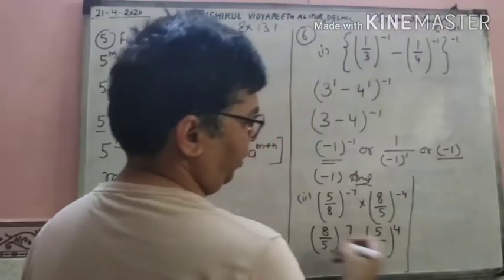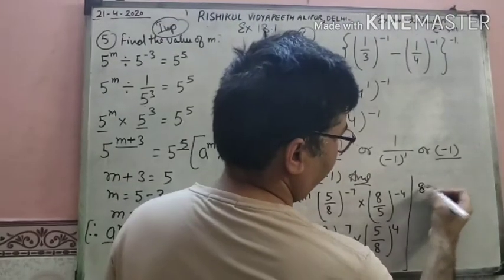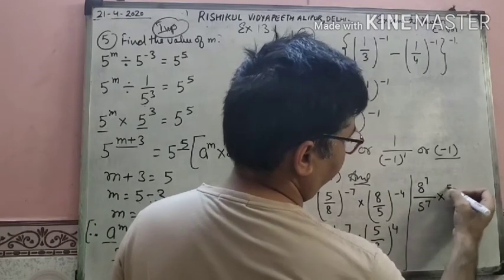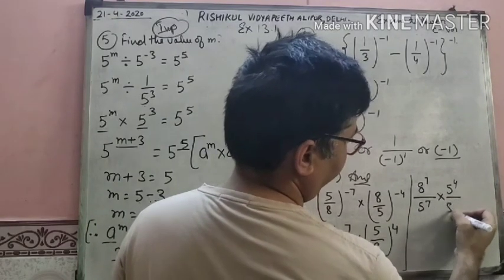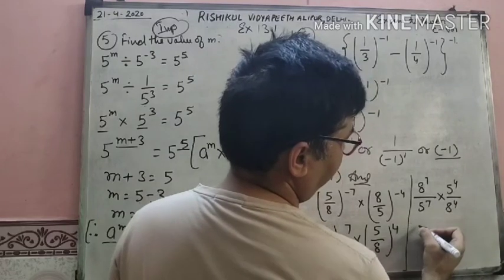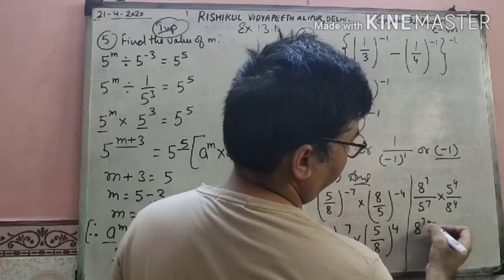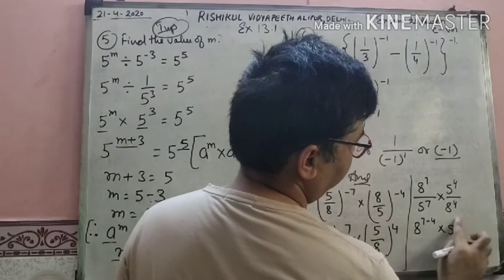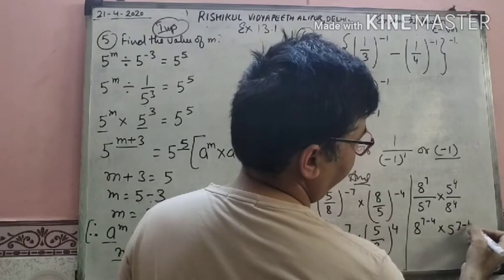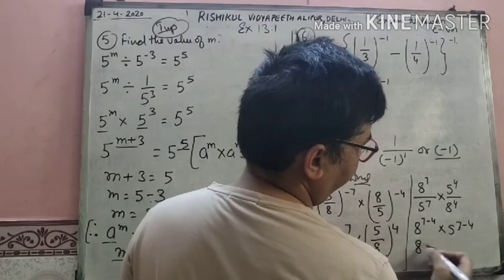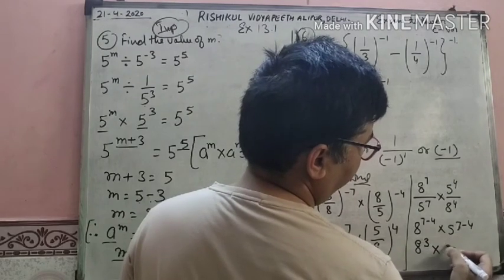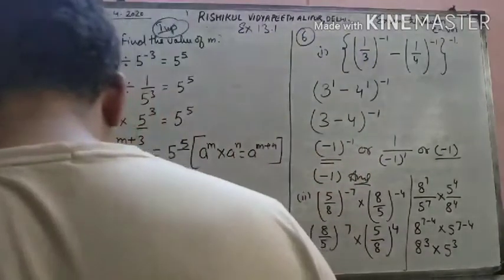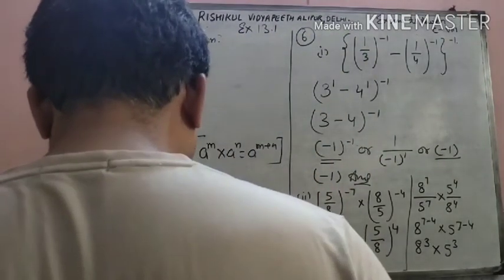Now we can rewrite it separately. It can be written as 8 raised to power 7, 5 raised to power 7 into 5 raised to power 4 and 8 raised to power 4. Now we will apply the law: 7 minus 4, 8 raised to power 3 into 5 raised to power 3.